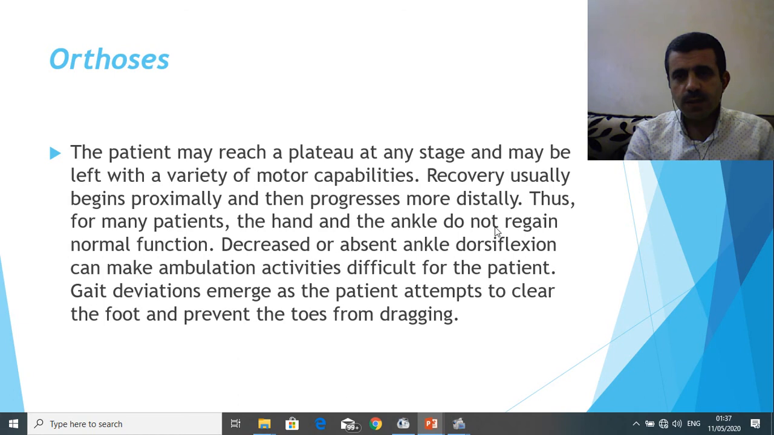Orthosis. So recovery usually begins proximally and then progresses more distally. Thus, for many patients, the hand and the ankle do not regain normal function.